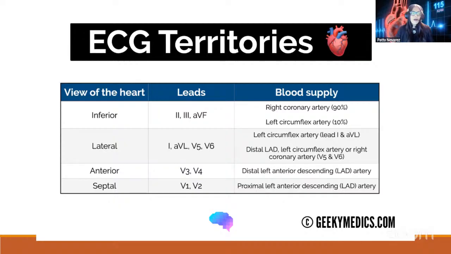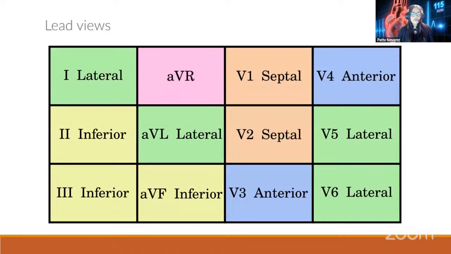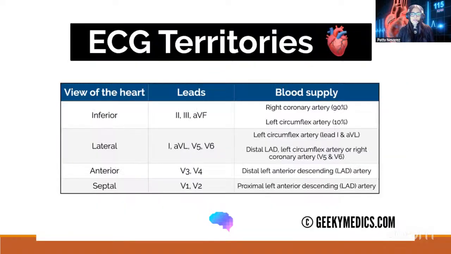So when we look at the inferior leads, let's take a look here. Inferior leads are going to be lead 2, lead 3, and aVF. If I go to this image, inferior is going to be 2, 3, and aVF, because remember, they are all looking at that apex. So they are going to be able to see 90% of the RCA and a little bit of the circumflex, because remember, it wraps around the heart. So we can see a little bit of that circ.